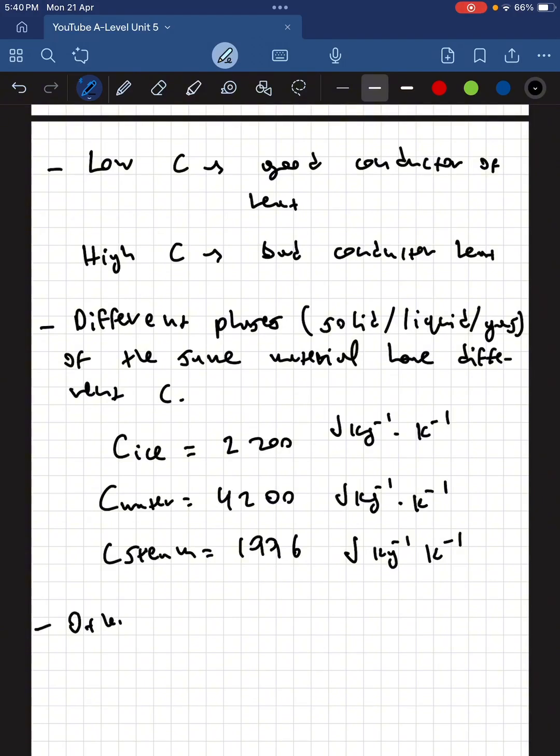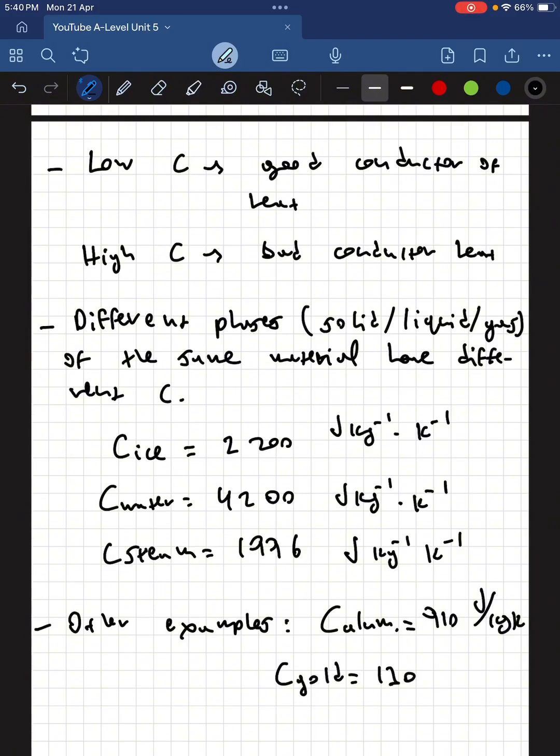And then let's see 2 more examples. So specific heat capacity of aluminum is 910 joules per kilogram per Kelvin. And for gold, C of gold is 130 joules per kilogram per Kelvin. Okay. So when you provide heat to a material within the same phase, the temperature changes.